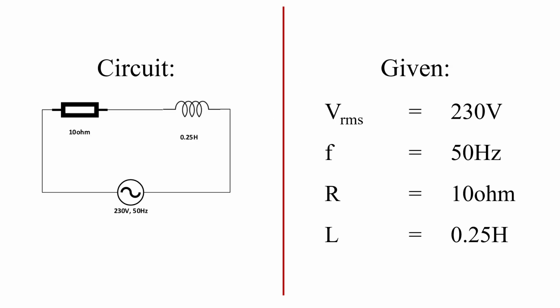So once the question is given, please draw the diagram. Since it is a series circuit, R and L are connected in series, 10 ohm, 0.25 Henry, 230 volt, 50 hertz supply. So as per the question, the given data is Vrms equal to 230 volt, f equal to 50, R equal to 10 ohm and L equal to 0.25 Henry.